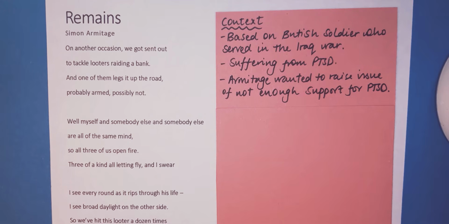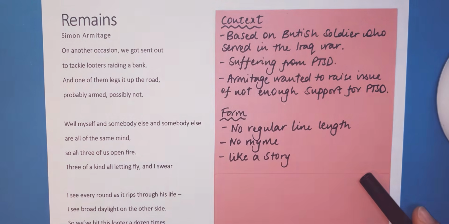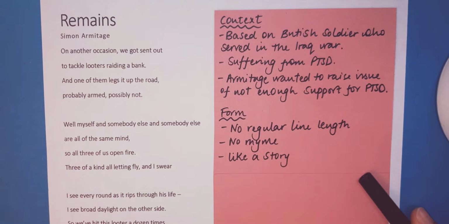The next thing we need to look at is the form of the poem. So here we can see that the form is that there is no regular line length and there's also no rhyme, so the poem is like a story.